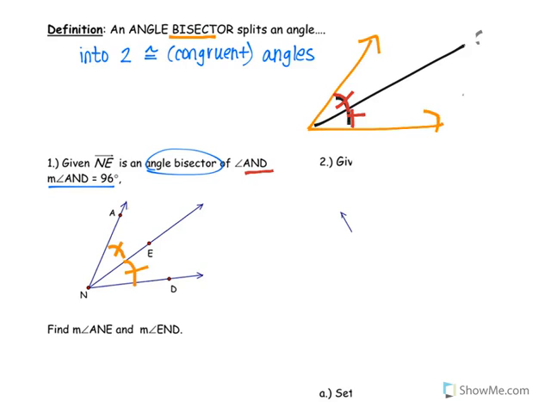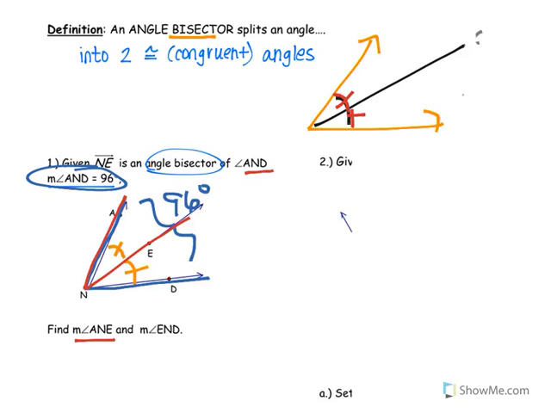Now let's move on and solve the problem. I told you that the measure of AND was 96. Well, again, AND is the larger angle. So I know this entire angle right here is measuring 96 degrees. And the question that we're trying to answer is find ANE. Well, that's this little half angle here. And END is this angle right here. And what's lucky is because it was an angle bisector, we know that they're the same, right?